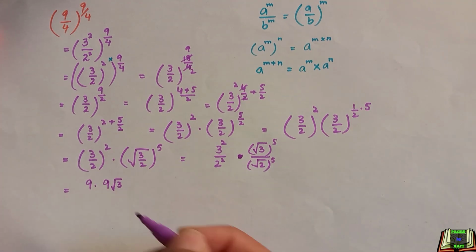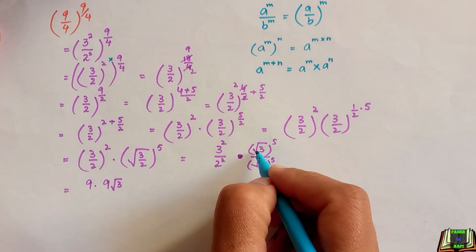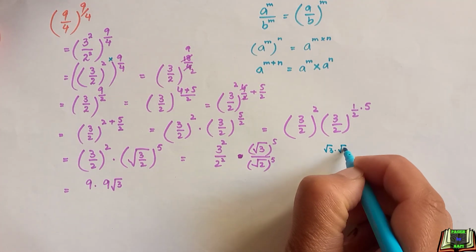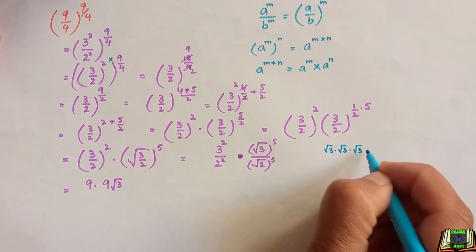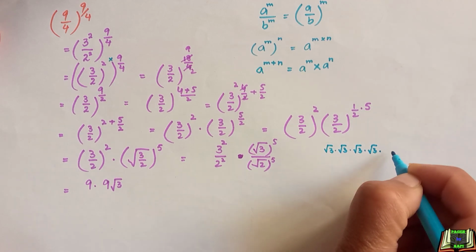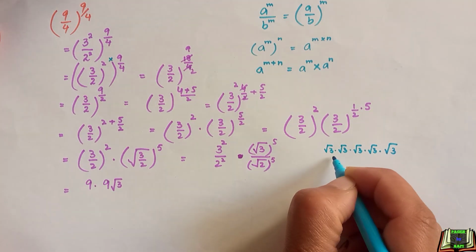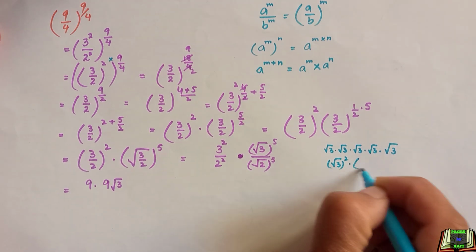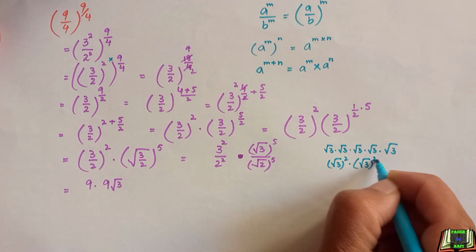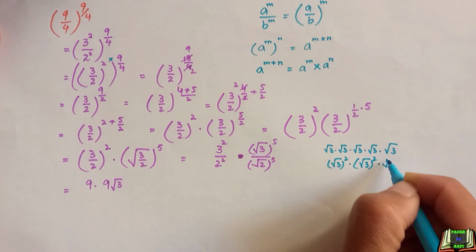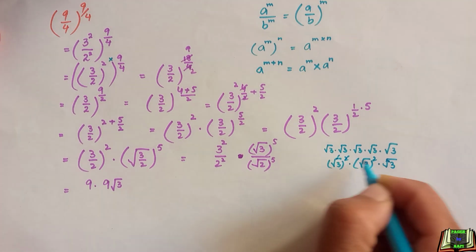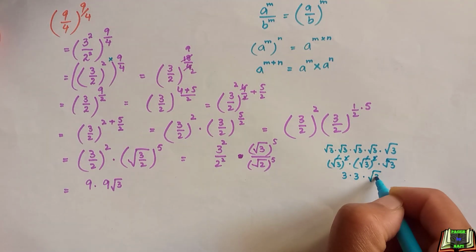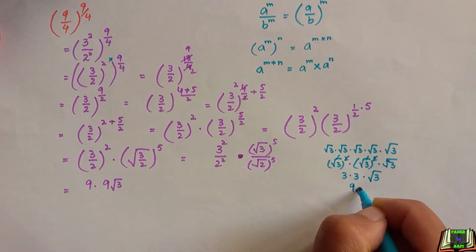How? Root 3 to the power 5 means multiplying root 3 five times: root 3 times root 3 times root 3 times root 3 times root 3. This root 3 and root 3 means root 3 squared times root 3 squared times root 3. Square and root cancel out. 3 times 3 times root 3. 3 times 3 is 9, root 3.